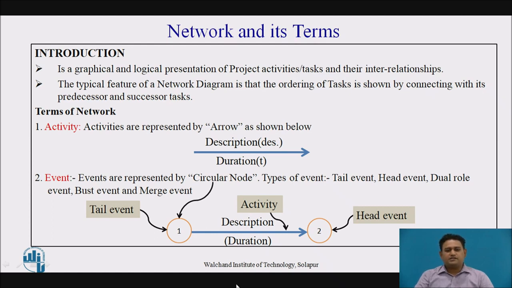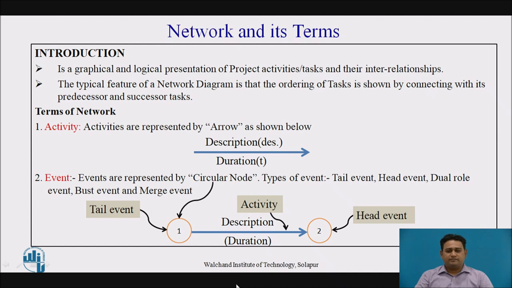The network is nothing else but a graphical and logical presentation of a particular project and its activities with their interdependency. In this network diagram, the order of the tasks, or activities, is shown in such a way that the predecessor and the successor activities are also there. The network is a much better presentation compared to the earlier Gantt chart, which we are going to see later. Now in this network diagram, we have to see the terms which are involved.